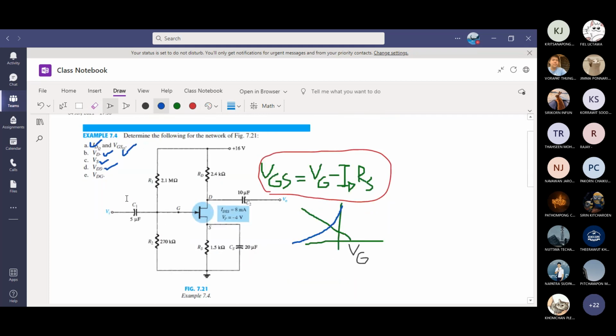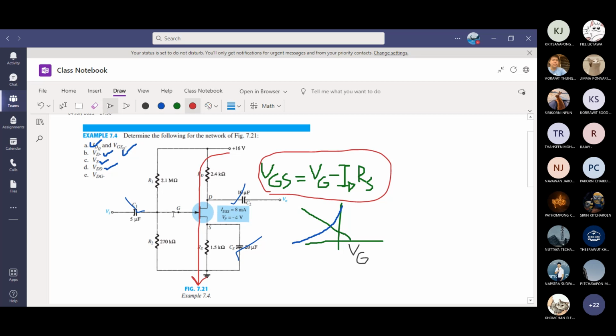Do not worry about the capacitor because in DC analysis the capacitor is open. Same equation, what is VDS? The loop equation is VDD minus IDQ RD minus VDS minus IDQ RS equals 0. Therefore, VDS is VDD minus IDQ times RD plus RS.